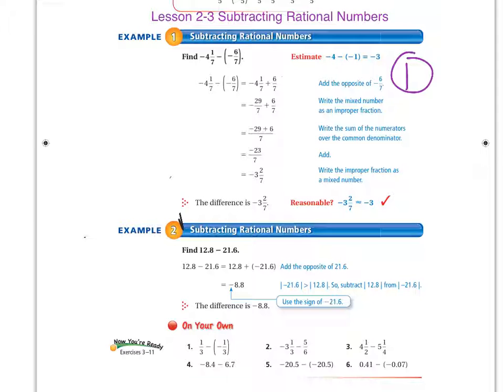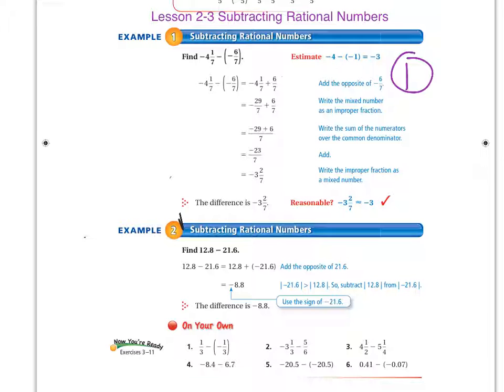Step number 4 then is to add. And you just add whatever you have for your numerator. So a negative 29 plus 6. Now this is the problem. When you add, you need to apply your rules of integers.